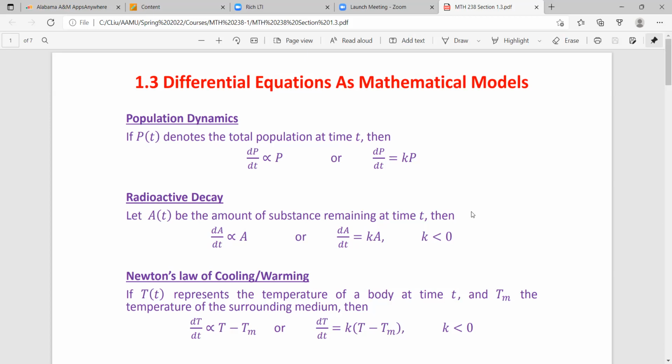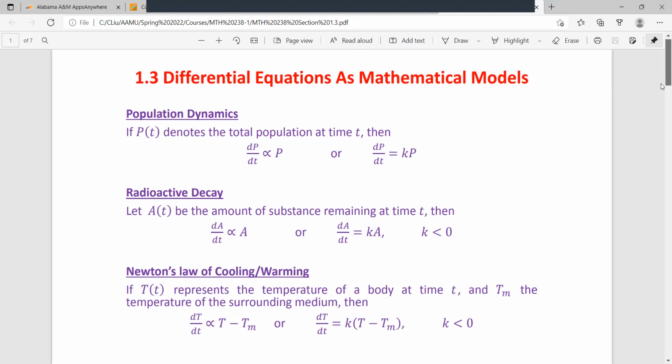So again, we can write a similar equation. If we denote A of t, the amount of substance remaining at time t, then the rate of change of the amount of substance, dA over dt, will be proportional to the amount of the substance itself. So we can write down the equation dA over dt equals k times A, where k is again another constant. But this time k is negative, because when it decays, the amount of the substance becomes less. All right, so that's the radioactive decay.